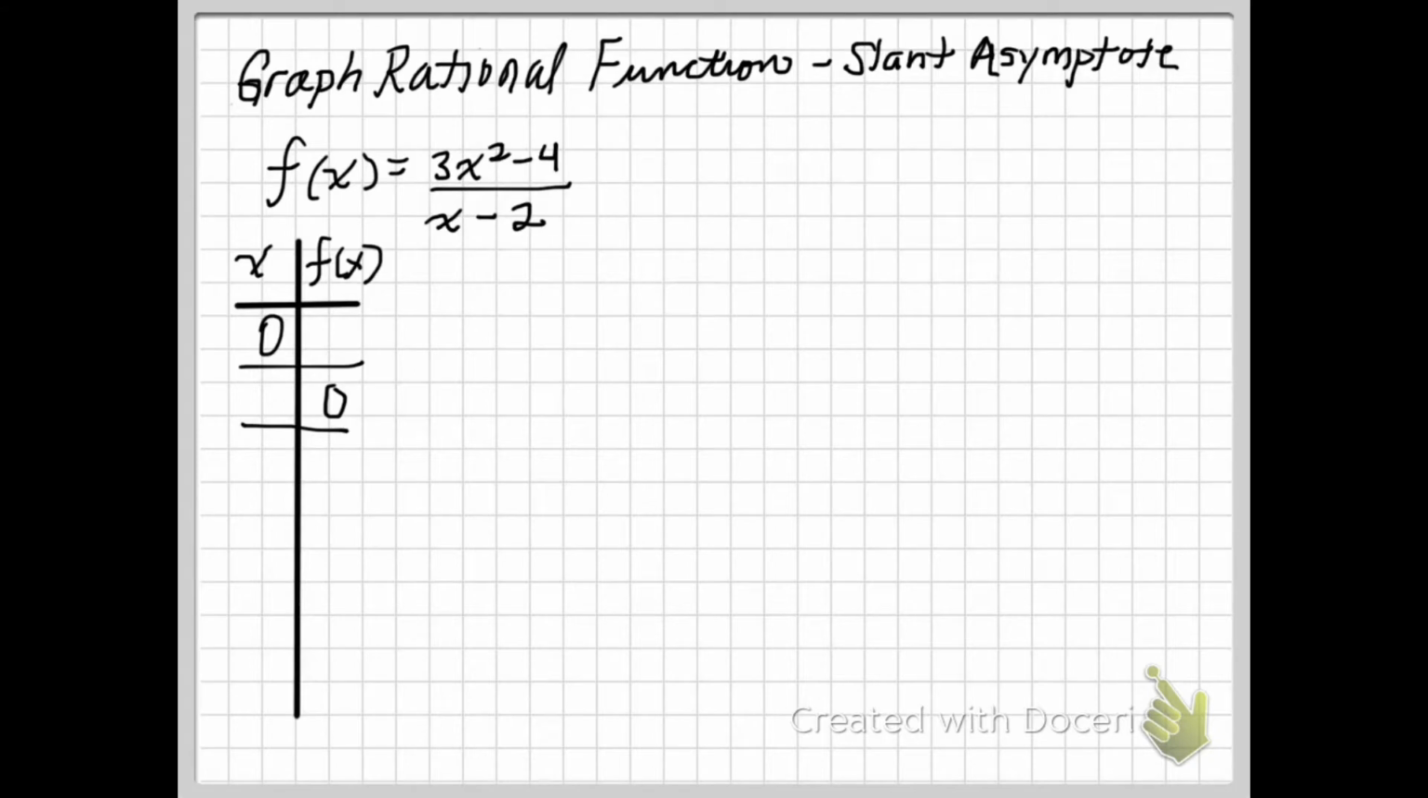Here I can see if I plug in a 0 for x, those zero out, and I'm left with -4 over -2, so that would be a y-intercept of 2.